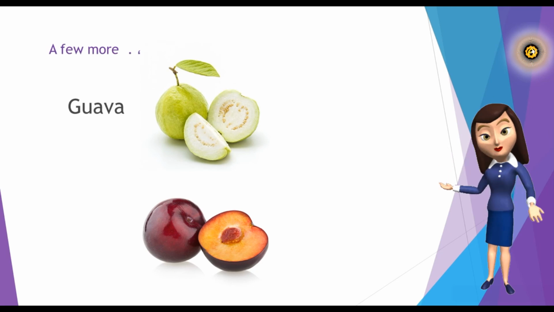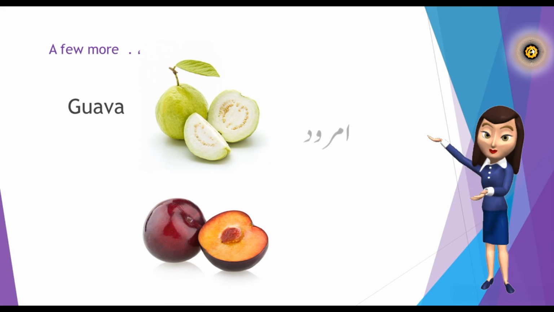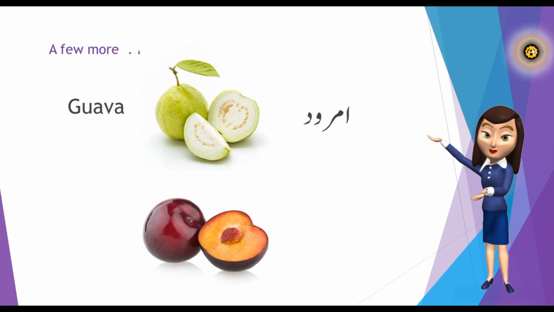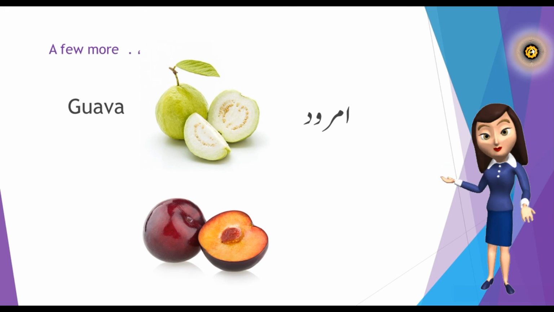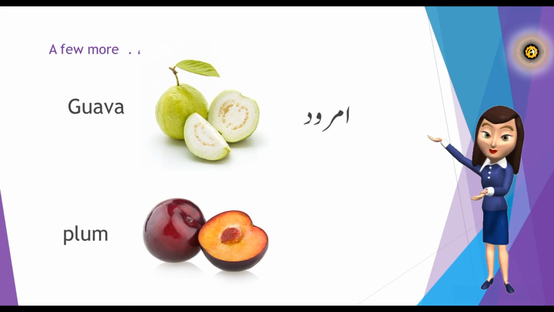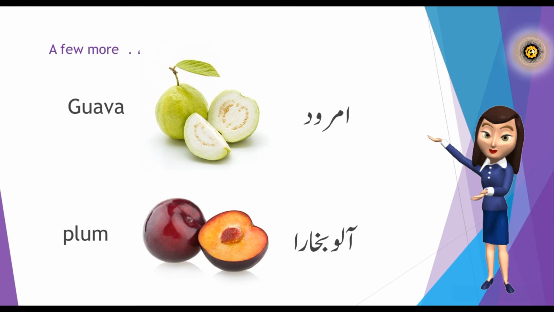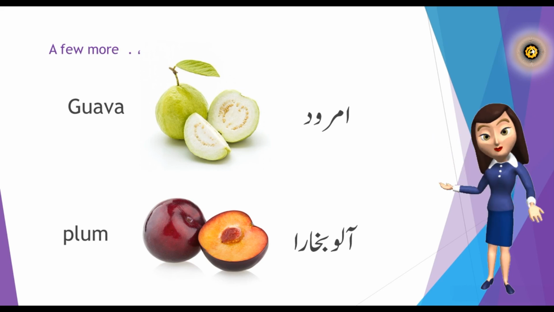In English we say guava, and in Urdu, amrood. Amrood. Guava. Amrood. Then in English we say plum. Plum. And in Urdu, aloo bukhara. Aloo bukhara. Let's repeat one more time.